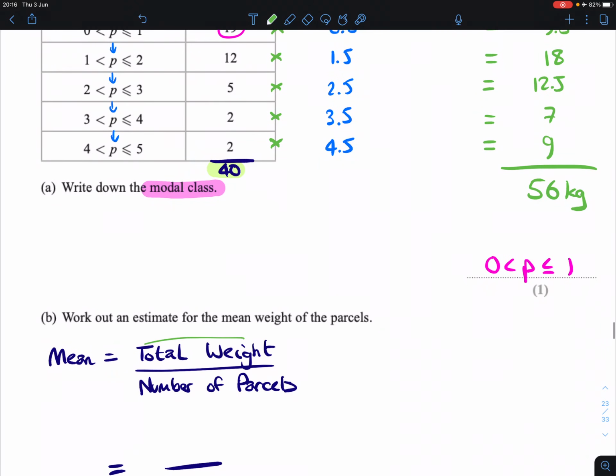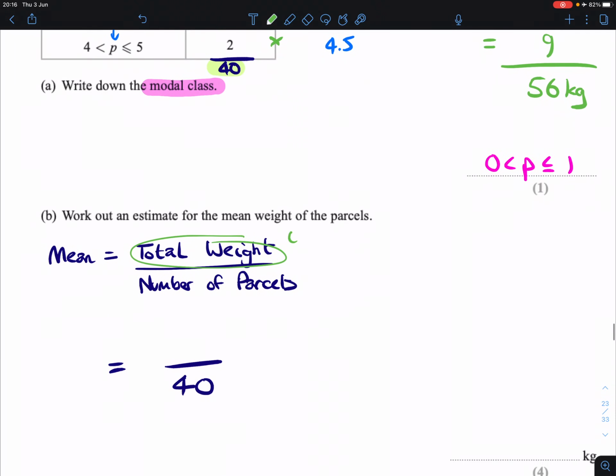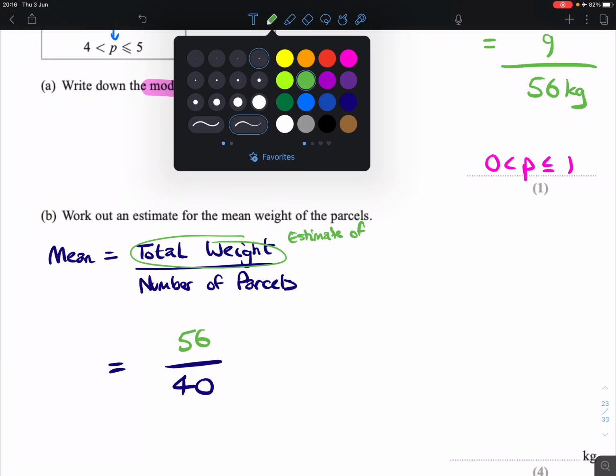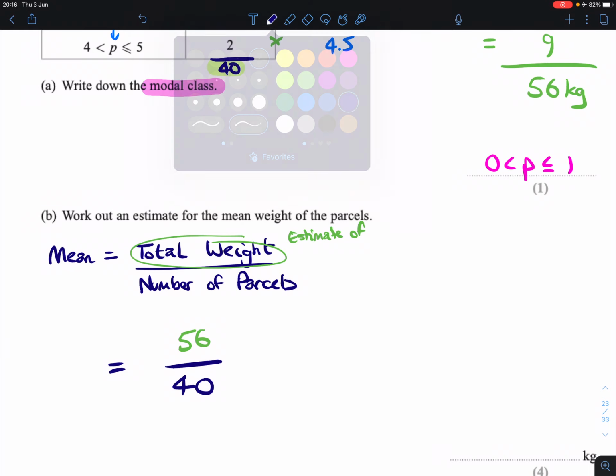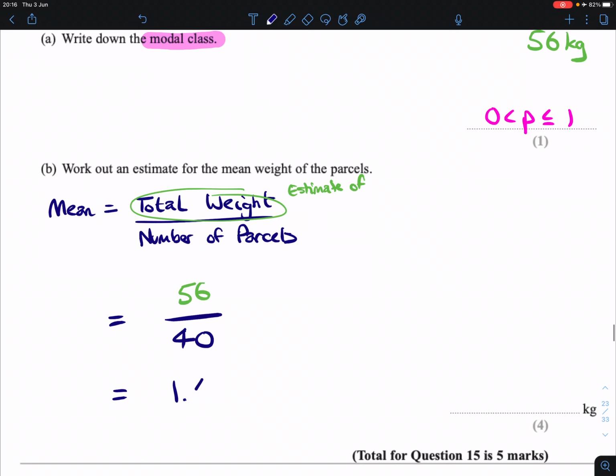So that is an estimate, I should put here, our estimate of the total weight. And then 56 divided by 40 gives us an answer of 1.4. So 1.4 kilograms is an estimate for our mean. Done.